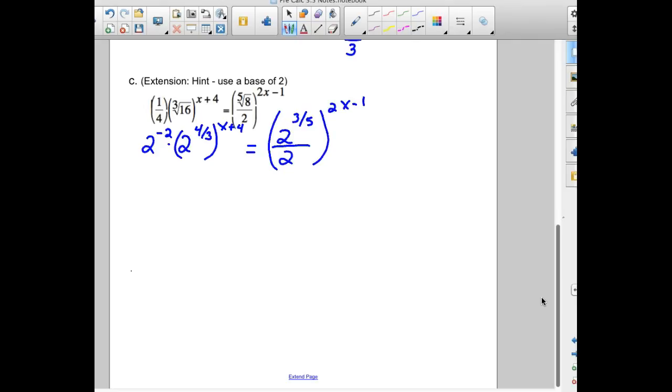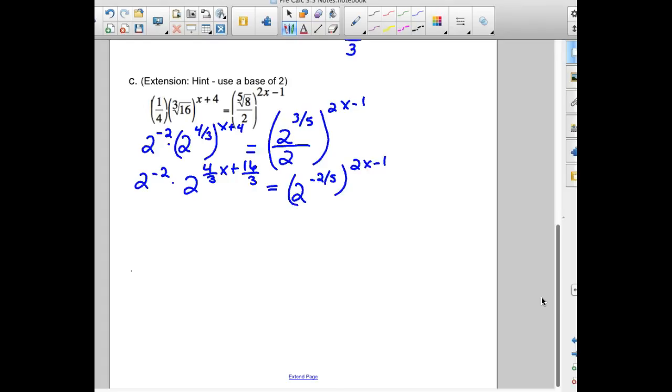Now we need to clean this up a little bit. So let's go ahead and distribute on the left here the 4/3. So we have 2 to the negative 2 times 2 to the 4/3 x plus 16/3. On the other side, inside parentheses, we can think of that as 2 to the 3/5 over 2 to the 1st. Subtracting those exponents would give us 2 to the negative 2/5.